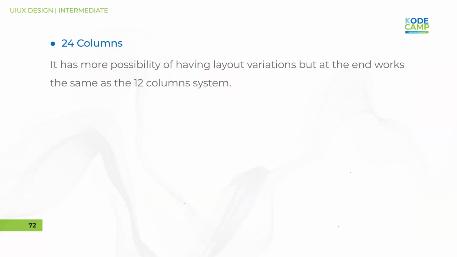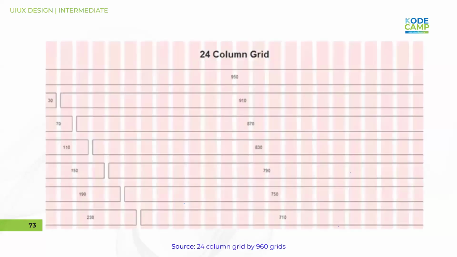Okay, so the next one is 24 columns. It has more possibility of having layout variations, but at the end it works the same as 12 columns. It's just more columns, but it is actually the same thing as the 12 column system. So this is basically how it looks like when you want to create a 24 column grid system.